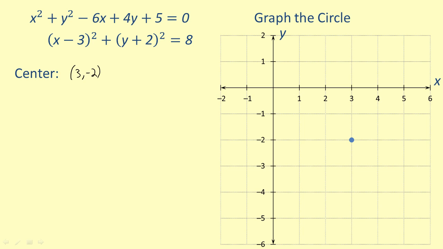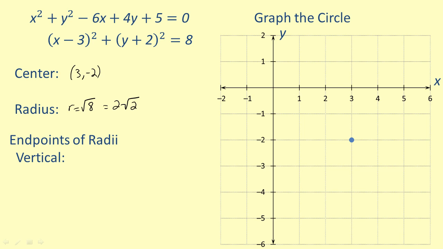Next, we need to mark out the radius vertically and horizontally. Let's do this by finding the endpoints of the vertical and horizontal radii. We know that the radius squared is 8, so r is the square root of 8, or 2 times the square root of 2. The endpoint of the vertical radius extending up from the center of the circle will have an x-coordinate of 3 and a y-coordinate of negative 2 plus 2 times the square root of 2. To find the y-coordinate of the other point, subtract 2 times the square root of 2 from negative 2. Plot these points on the graph.